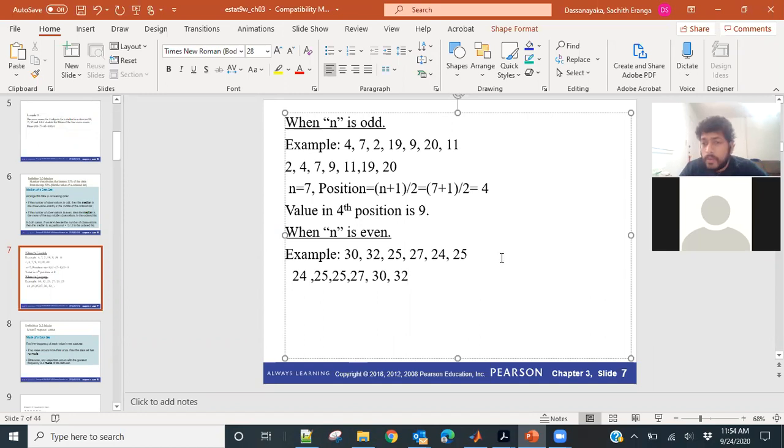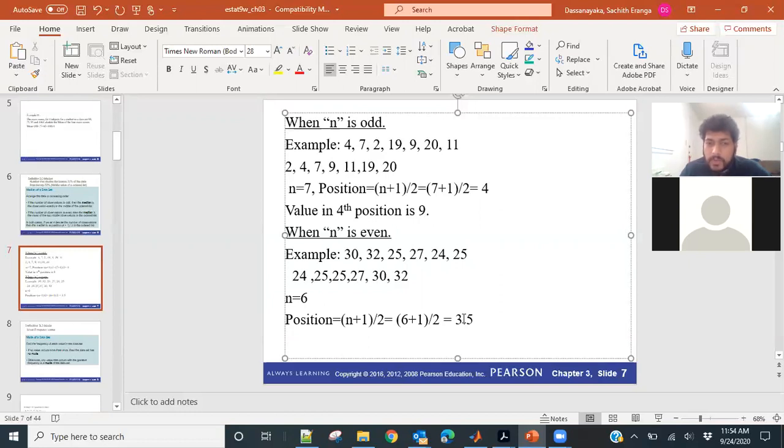Okay, now you have the ordered list. So again, how many? n equals 1, 2, 3, 4, 5, 6. n equals 6. So you can find the position by (n plus 1) divided by 2, which means 6 plus 1 divided by 2. 6 plus 1 is 7, divided by 2 is 3.5. So can we find a position like 3.5? No, there is no position like 3.5.